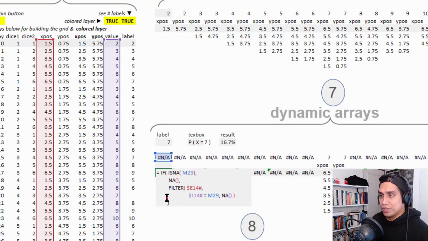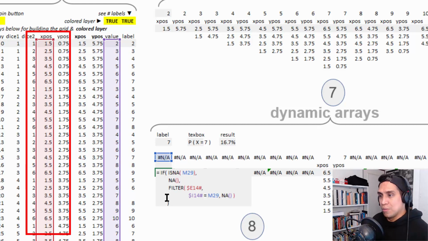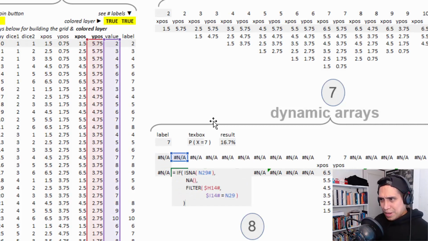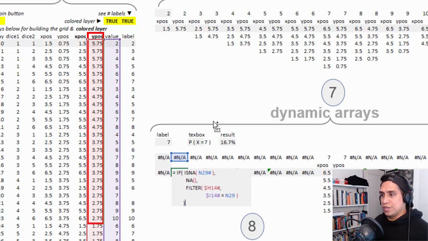So we're going to filter these numbers based on the condition that they match whatever is on M29, which in this case would have been a 2, but because it's not present, it's not going to work. So that's why we added the NAs. Those NAs are not plotted. They show up, but they're not plotted, okay? And again, the same formula applies, but now we're dealing with the Y position instead of the X position.